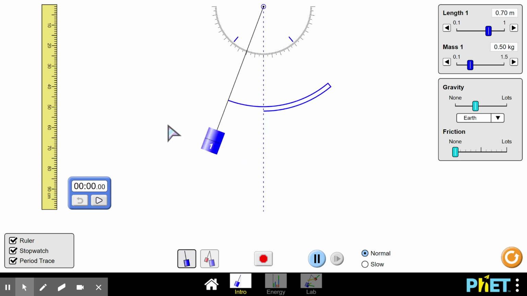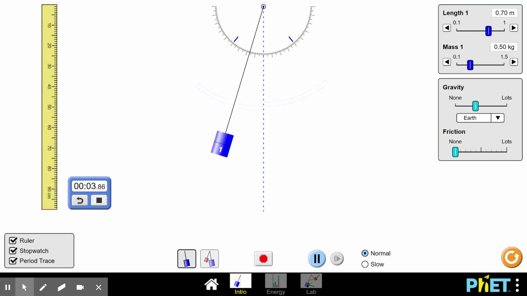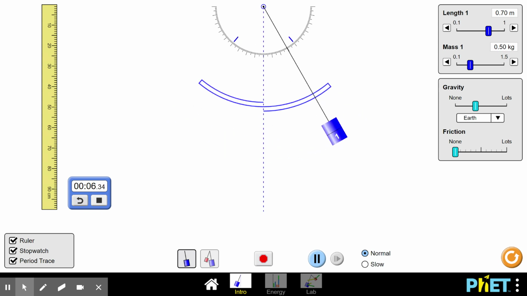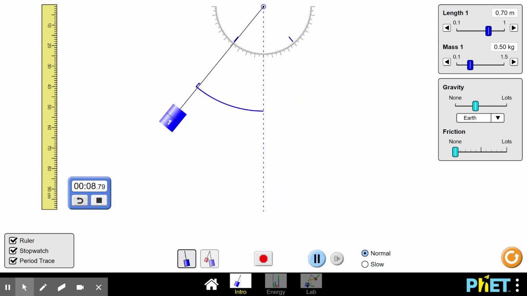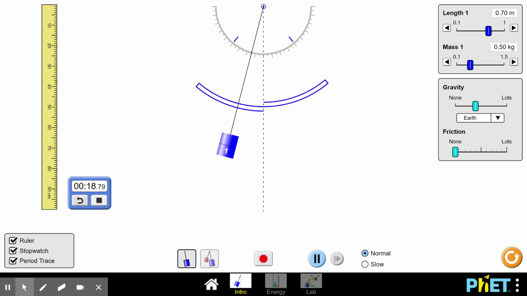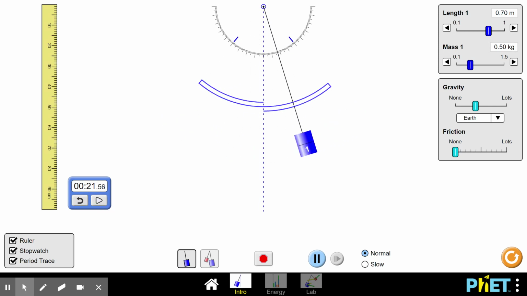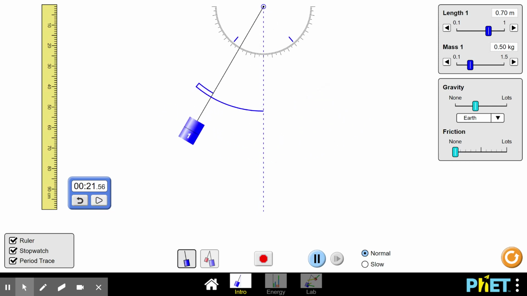So I'm going to let it get going here for a moment, and then I'll start timing. 1, 2, 3, 4, 5, 6, 7, 9, and 10. And so I'm going to record that. I'm going to do 2 more trials with the 0.5, and then I'm going to move on and change my mass to 1 kilogram.